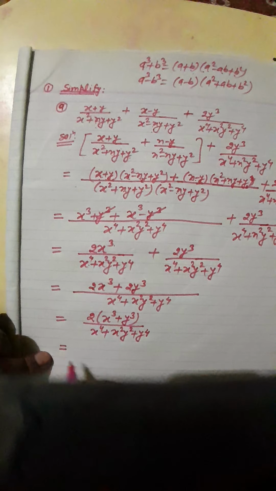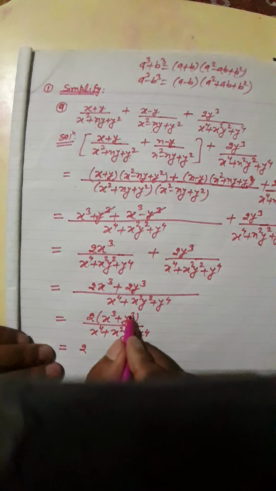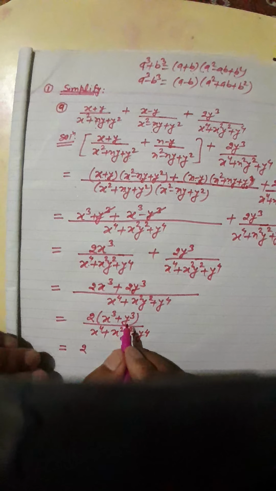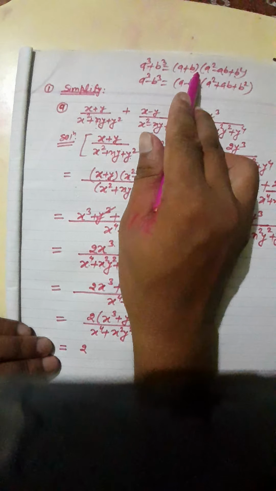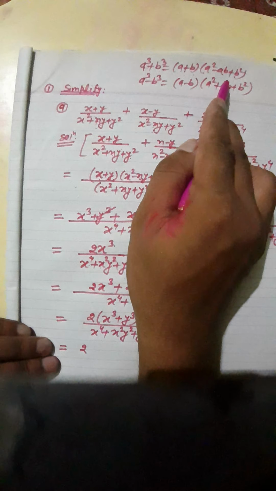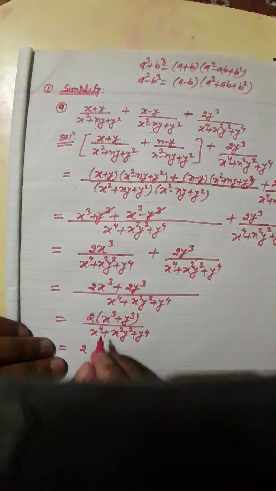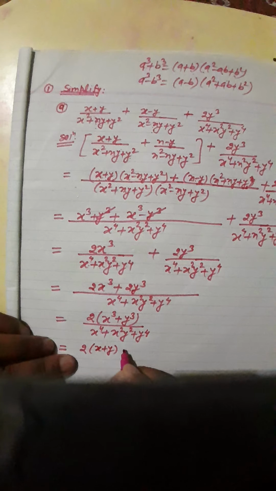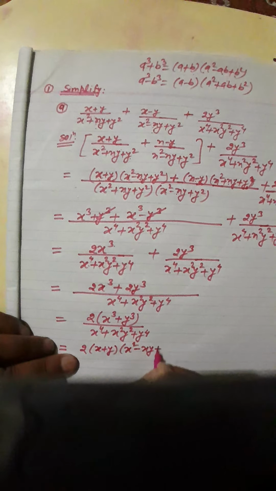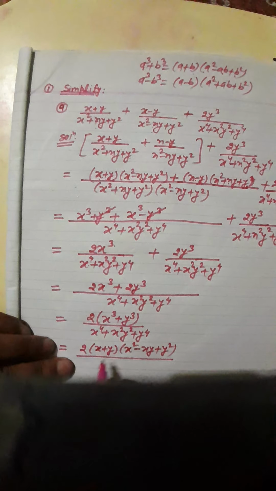Everybody, you can see upside it is in the form of the a cube plus b cube formula. The formula is a cube plus b cube is equal to a plus b into a square minus ab plus b square. So a plus b, that is x plus y, into a square, that is x square, minus ab, that is xy, plus b square, that is y square, and divided by this downside.